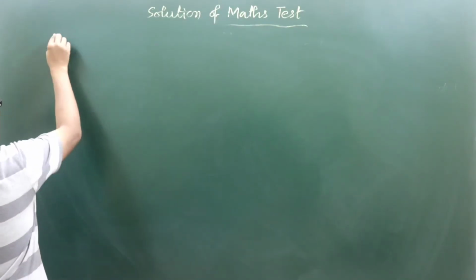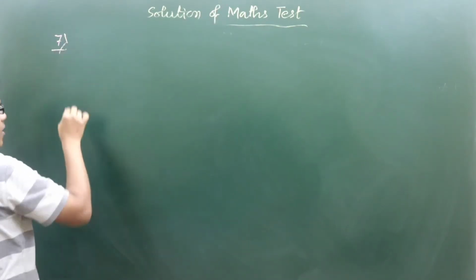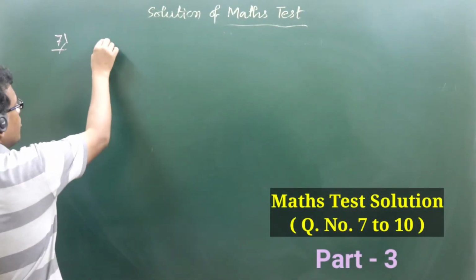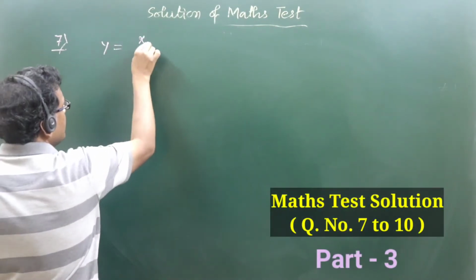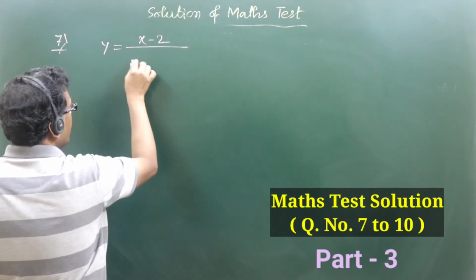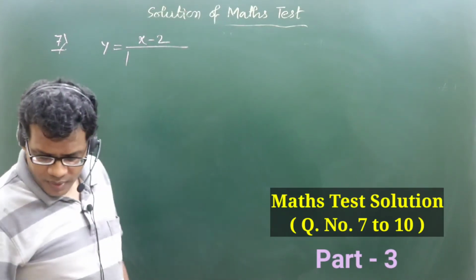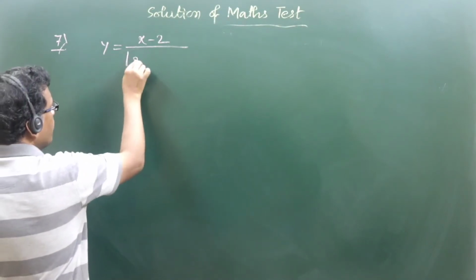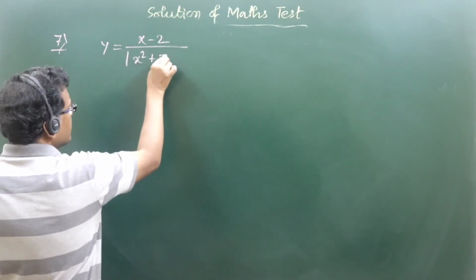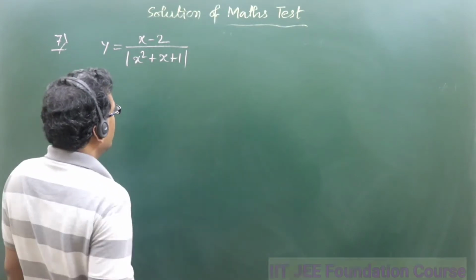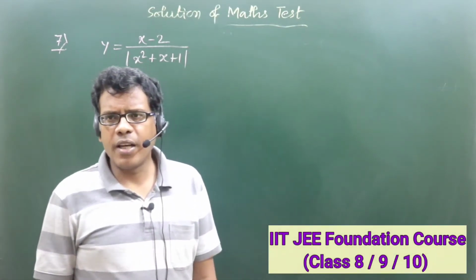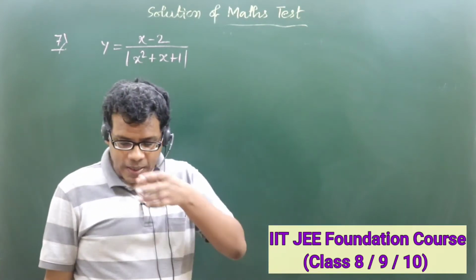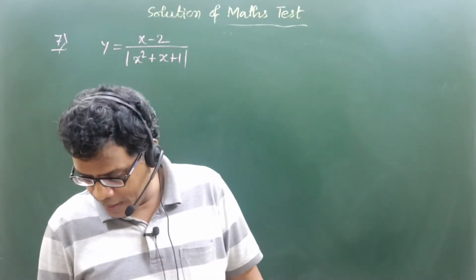Question number 7. Question number 7 is y is equal to (x minus 2) divided by mod of (x square plus x plus 1). Okay. So again we are getting a modulus operation, and this time it is appearing in the denominator.